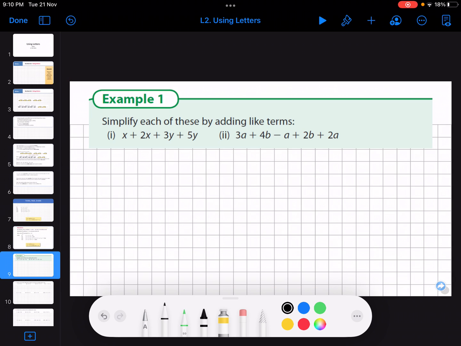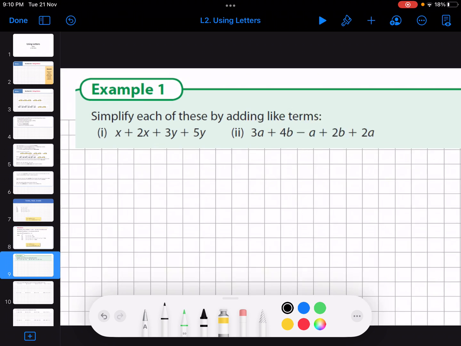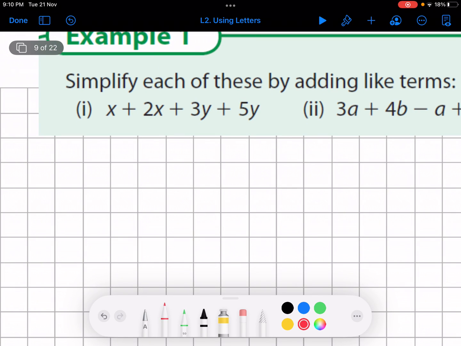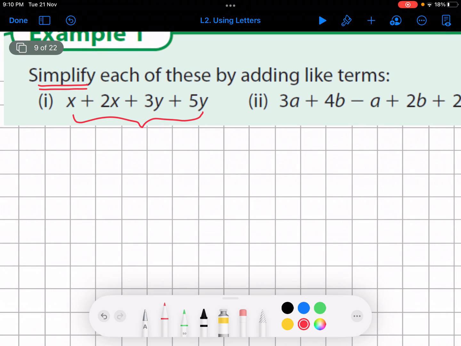So let's go through some examples of this. First of all, the key word we are asked for in this question is to simplify. I'm just trying to make what seems like a long sum into a shorter one. And we need to add like terms. So like terms, we need to add x's together. And we need to add y's together. Equally, it could be adding the a's together, the b's together, whatever are like terms.